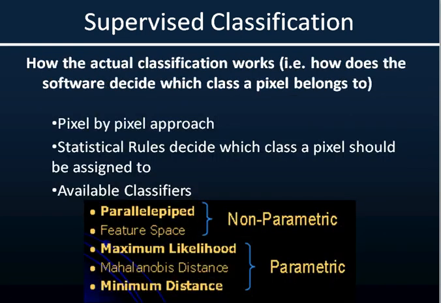There are lots of different ways that have been developed to figure out which cluster every single pixel belongs to. We're going to go over some of the most common ones, but basically these are just different ways to examine the statistics. They're different statistical rules to decide which class each pixel should go into.